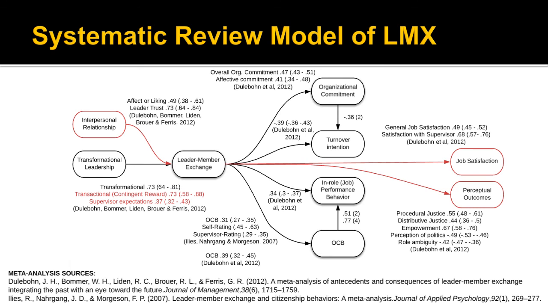A systematic review model summarizes the results of a meta-analytic comparison. In our example, the systematic review model shows the results of our analysis of two meta-analyses. Collectively, these two studies examine the predicted direct effects of LMX. Additionally, one substantive antecedent of LMX, interpersonal relationship, and additional substantive consequent factors, job satisfaction and a group of perceptual outcomes, were discovered through our analysis. These new factor relationships are outlined in red in the systematic review diagram.